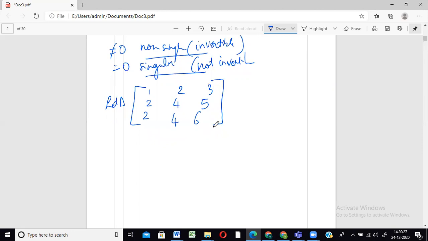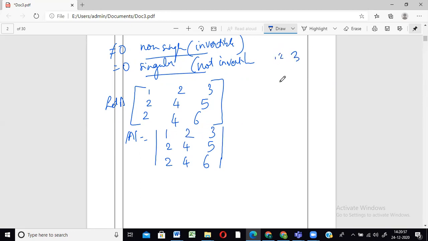All right. So now we are of course going to find out the value of the determinant, correct? So determinant A will look something like this: 1, 2, 3, 2, 4, 5, 2, 4, and 6. Now, before calculating the value of this determinant, this is an order 3 determinant, right?